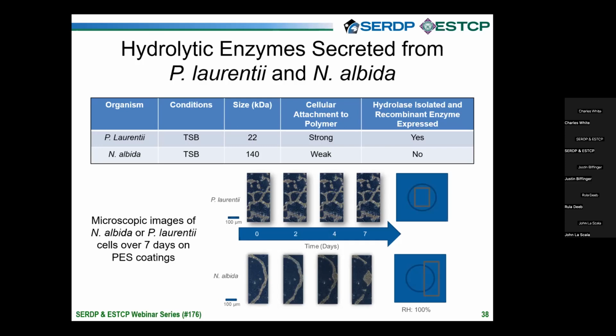So in this case here, for N. albida, we have a 140 kilodalton protein and a cell type that's being loosely attached to the surface. And so the larger the protein, the less likely it is to be able to diffuse into the polymer, and more likely an organism that wants to be moved by pooling water would want to keep the hydrolase near it. That would be our operating hypothesis, that the large hydrolase is being kept near the Naganitia albida because it wants to keep it near it, as opposed to Papillotrema laurentii, which secretes a small, very active hydrolase to cells that strongly adhere to the surface.